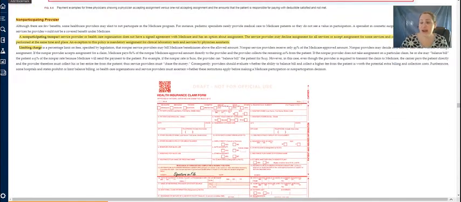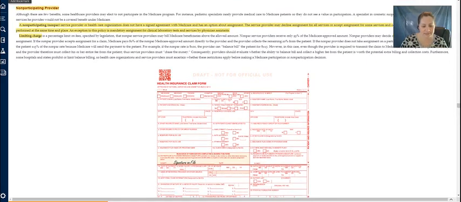I have never in my entire career worked for a non-participating doctor, so I've never had to deal with this limiting charge because I deal with the allowed amount on everything.